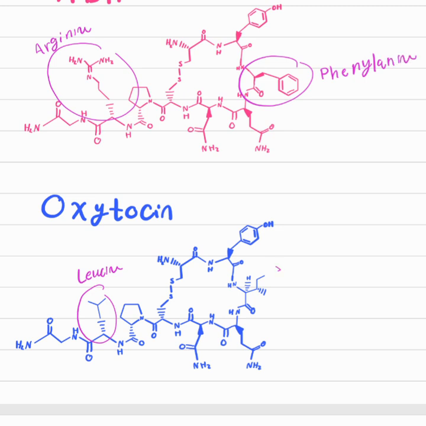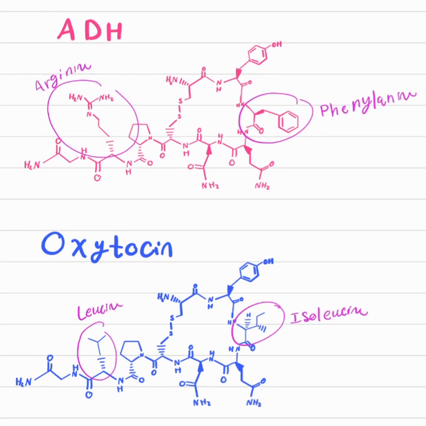A phenylalanine group, and then here you have an isoleucine group. But other than that, every amino acid group that's on here is the same. And so you can see how these hormones are chemically very similar. They're so similar that they can bind to some of the same receptors.